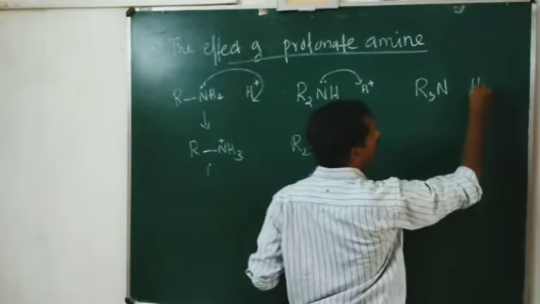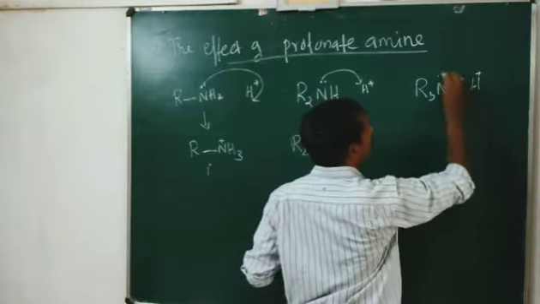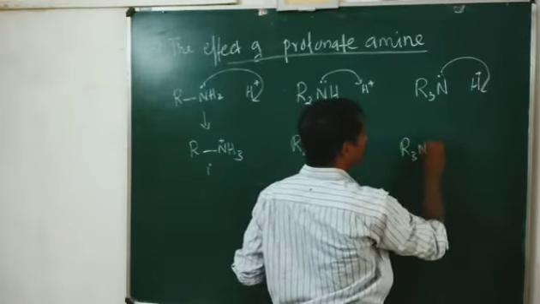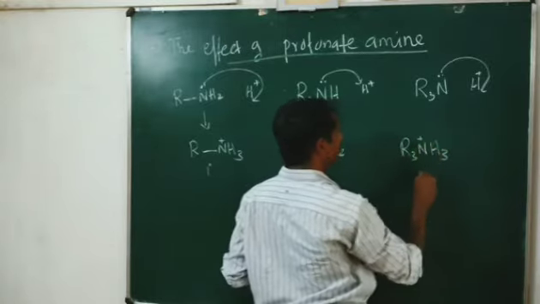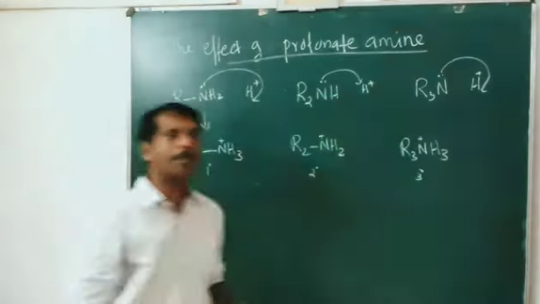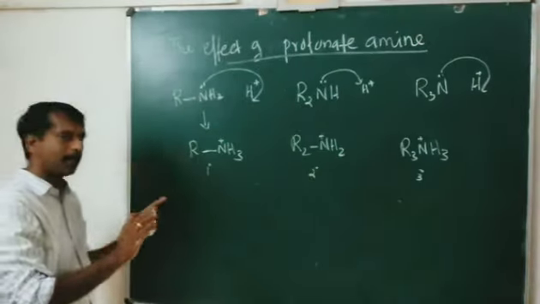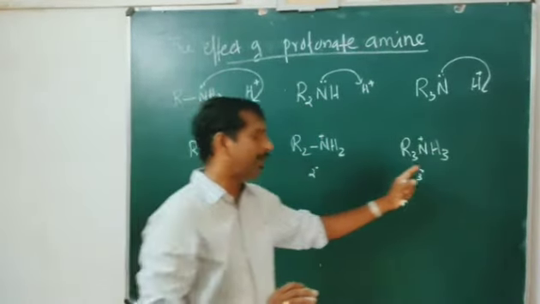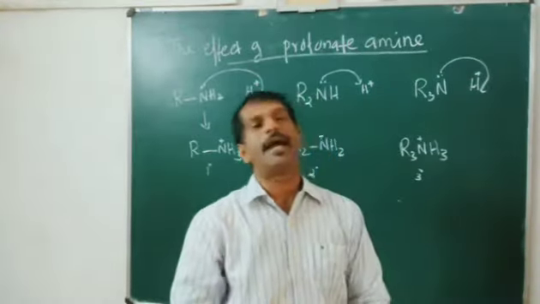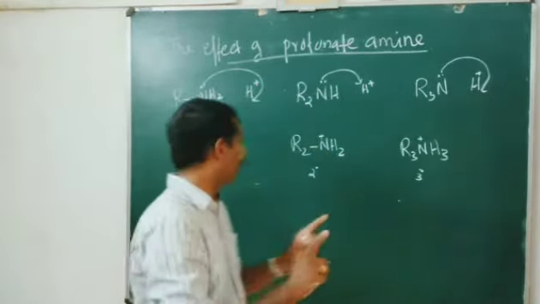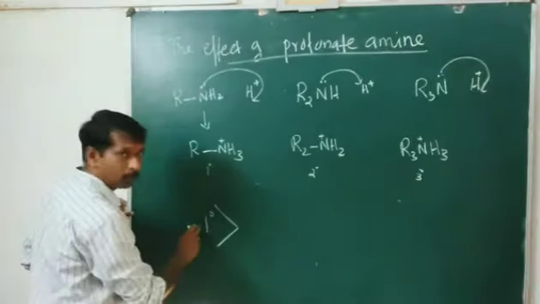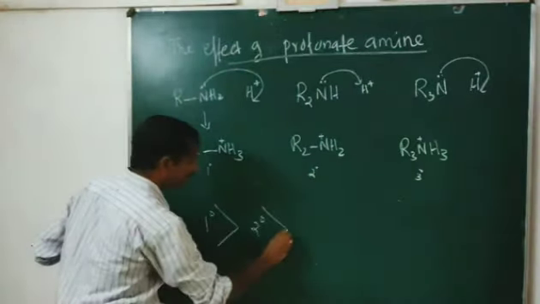What do you mean by protonated tertiary amine? When a tertiary amine takes a proton, you get protonated tertiary amine. Now when you compare the basicity of primary, secondary and tertiary protonated amine, we can see that the order is primary, that means most basic, then secondary, then tertiary.